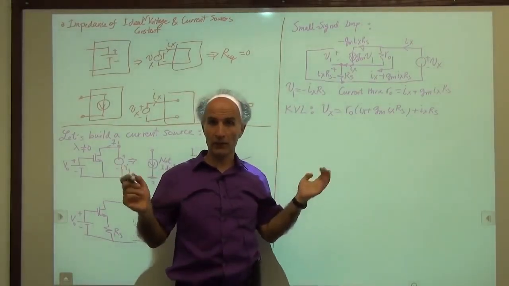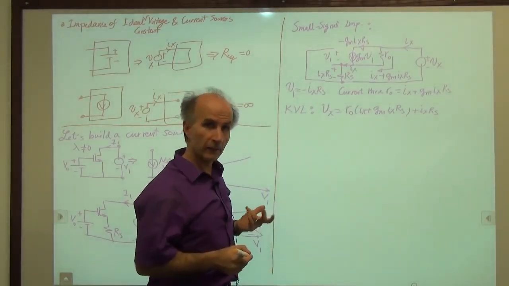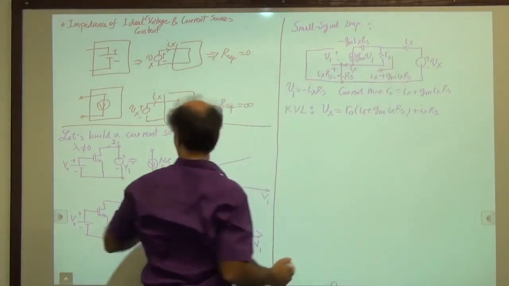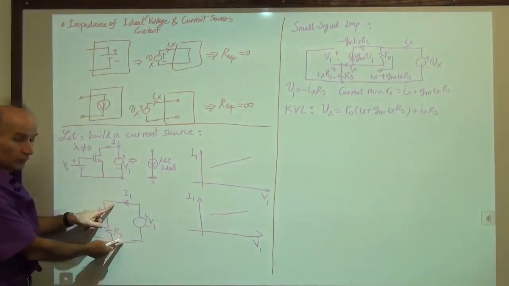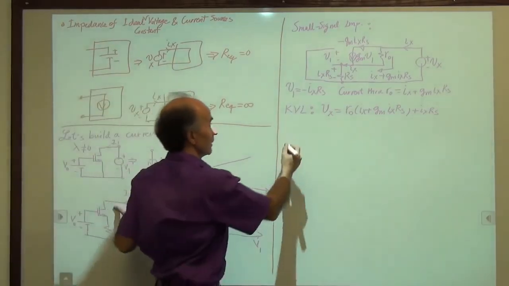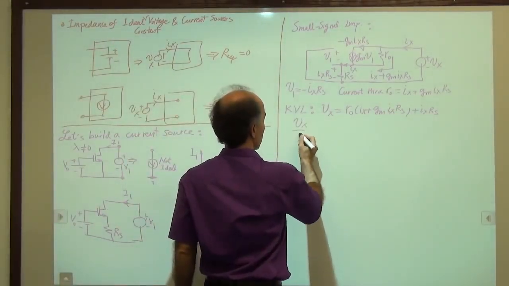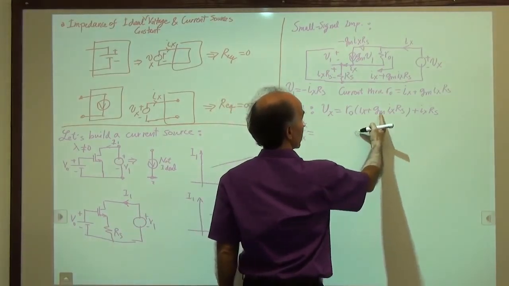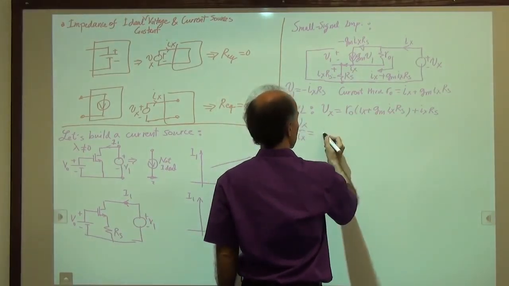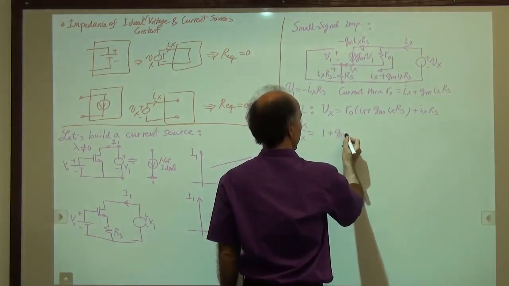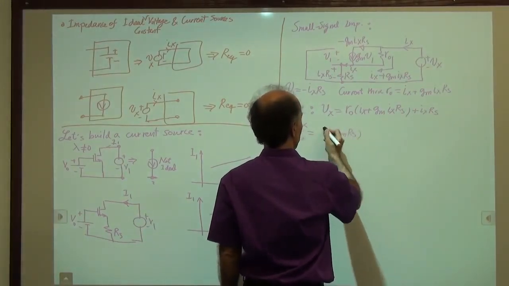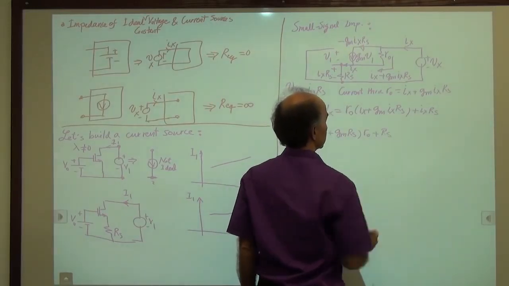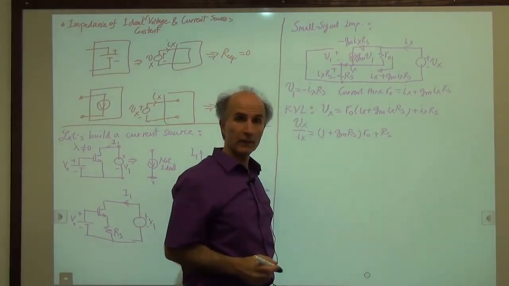All right, so just one equation. And now we can find Vx over Ix, which is the impedance of this entire current source, as seen between these two nodes. So we see that Vx over Ix is equal to 1 plus gmRS times RO plus RS. That's one way of writing it.